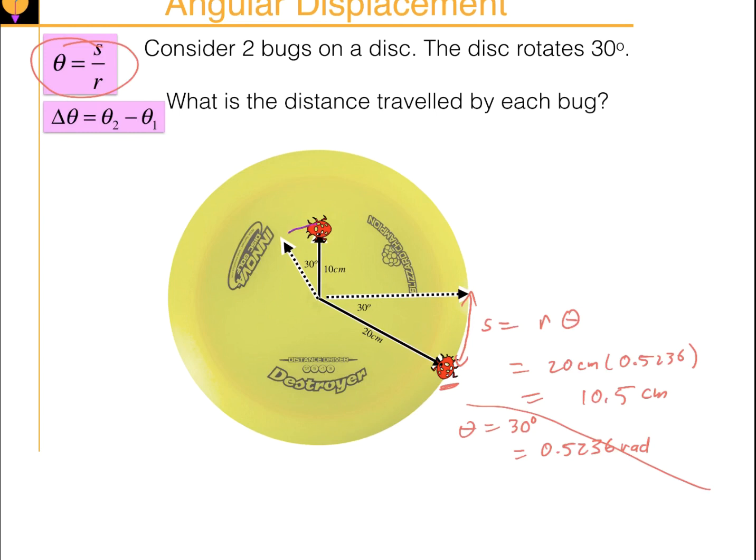The other bug is going to travel the same angle, but the distance will be smaller, right? Because it's closer to the rim, so it's not going to travel as far. So the change in angle in this case is 30 degrees again, which is the same as 0.5236 radians. And in this case, instead of 20 centimeters, r is 10 centimeters. So when we calculate S this time, because it's closer in, it's not going to travel as far, and that works out to about 5.24 centimeters. So it travels about half the distance.